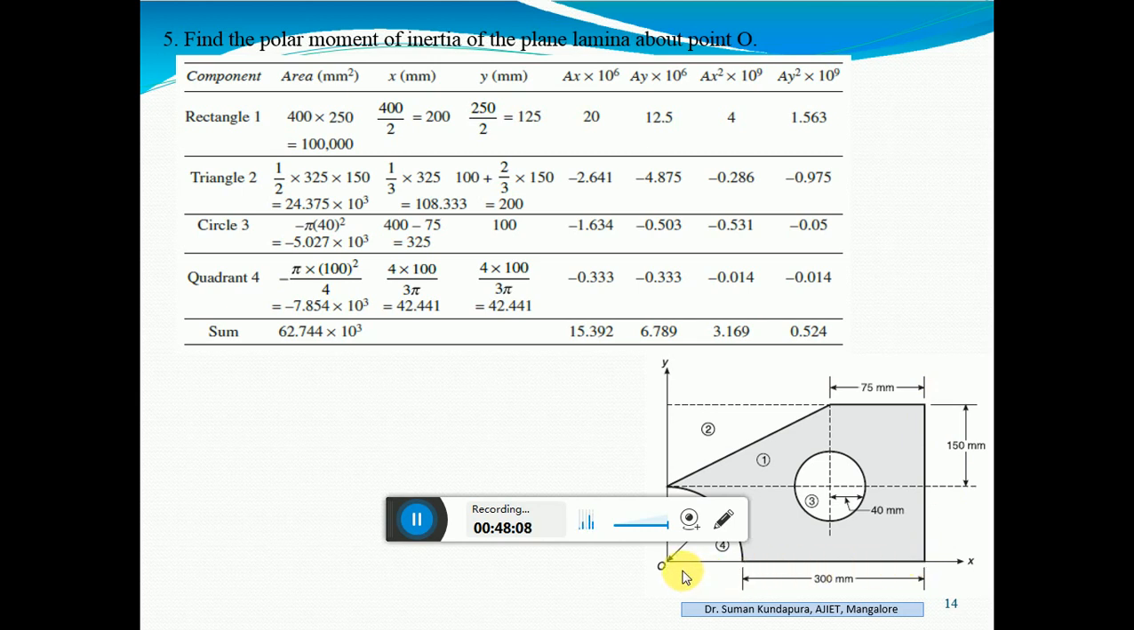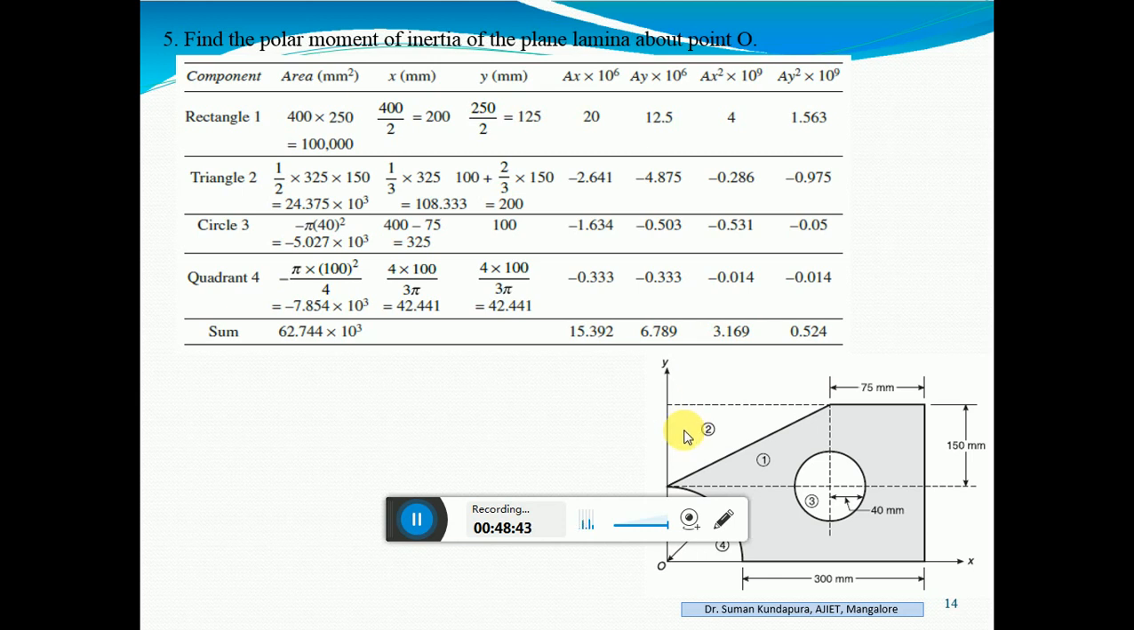The entire rectangle, what are the distances, please calculate. This quadrant radius is given as 100 mm. So this 100 mm plus 300 mm, total is 400 mm. Along this side it is 100 plus 150, it is 250. So the whole rectangle is 250 into 400, that is 1 lakh.